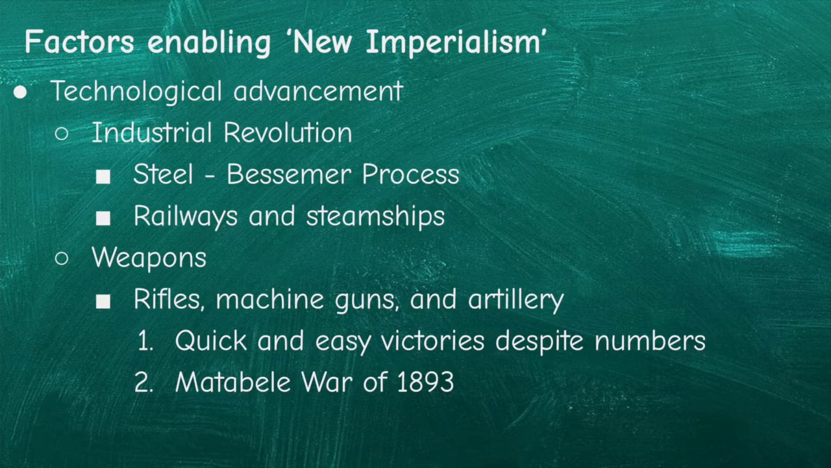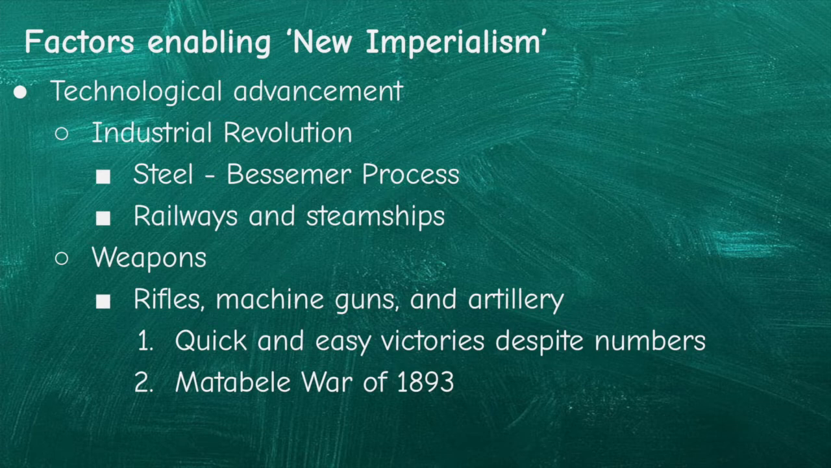Next, we have technological advancements that helped advance new imperialism. The big one here is the Industrial Revolution. With the advancement of the Industrial Revolution and the development of steel using the Bessemer process, which is a way to make steel a lot better and a lot cheaper, you get steel, which allows the development of railways and steamships.